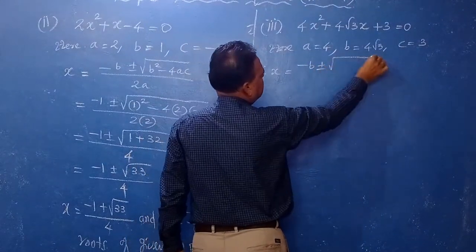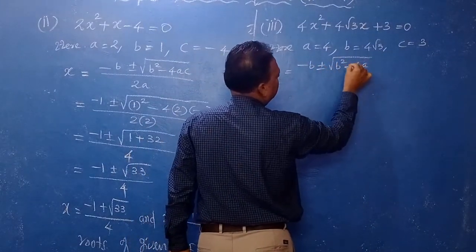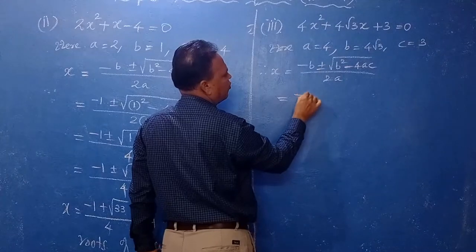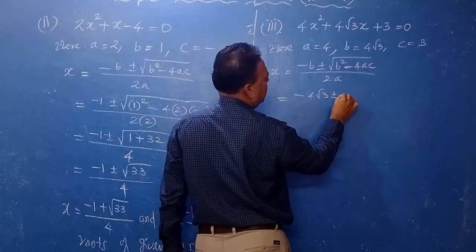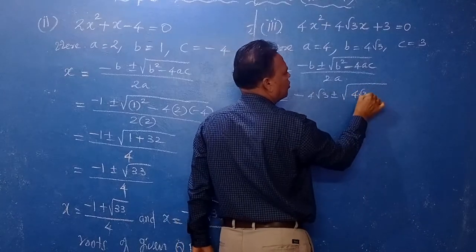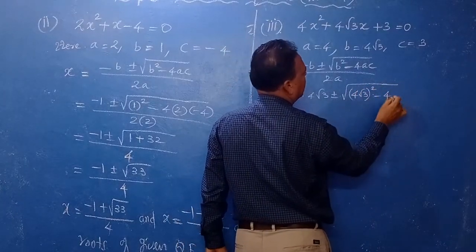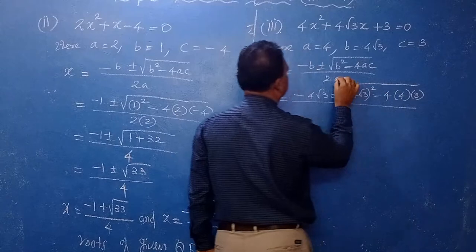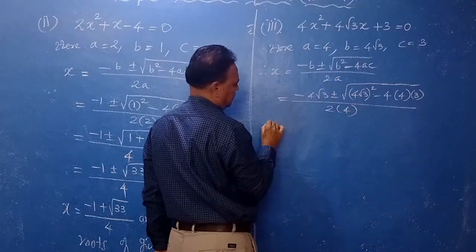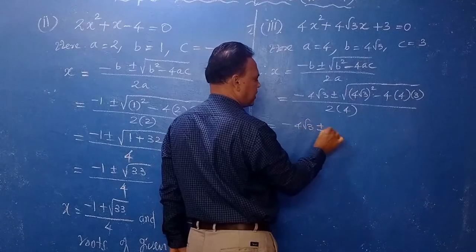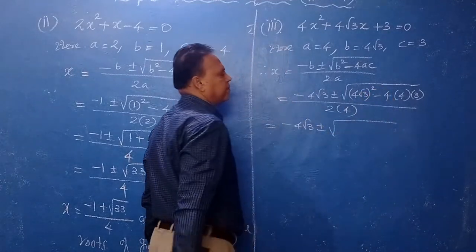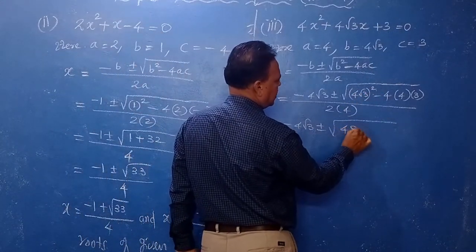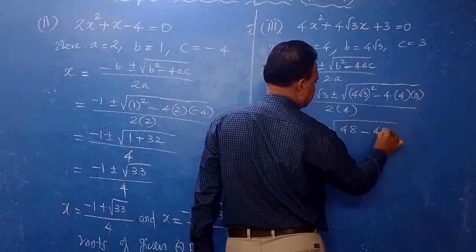Therefore, x. Write the quadratic formula: minus b plus or minus square root of b squared minus 4ac, divided by 2a. Just apply the formula. That means minus 4 root 3 plus or minus square root of (4 root 3) the whole squared minus 4 into 4 into 3, divided by 2 into 4. So minus 4 root 3 plus or minus root over 16 into 3. How much? 48. Minus 16 into 3, 48.